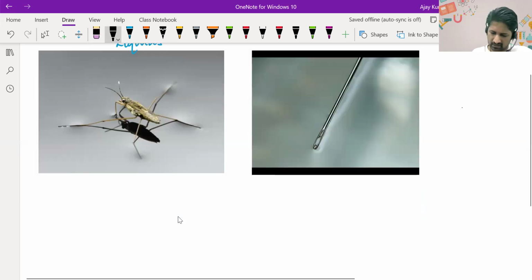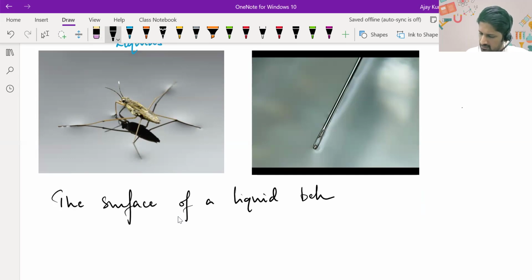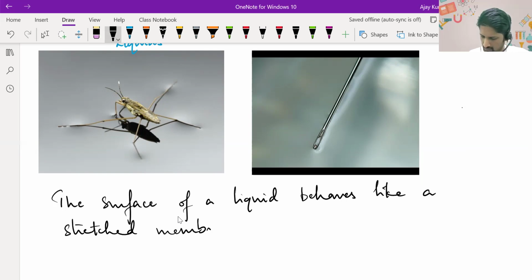Basically, what happens is the free surface of a liquid behaves like a stretched membrane. Now, why it behaves like that, how to find out the force that it exerts, how to make use of it, and how to explain some phenomena based on it is what we'll be discussing in this part of the chapter.